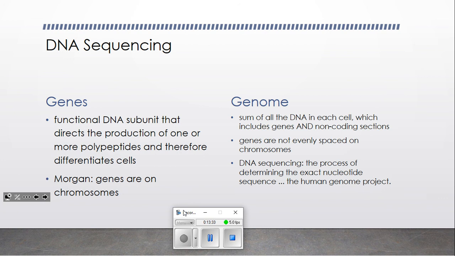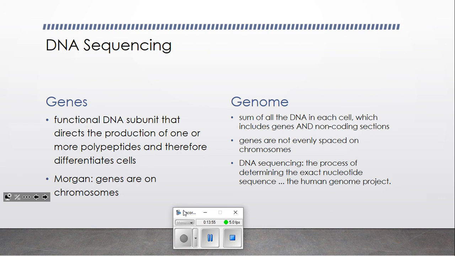We also know that genes are not evenly spaced on chromosomes. So it's not like there's a gene, and then there's 10 nucleotides that do nothing, and then another gene, and then 10. Some genes are really close together, and some of them are separated by hundreds or thousands of nucleotides that appear to be doing no coding at all.